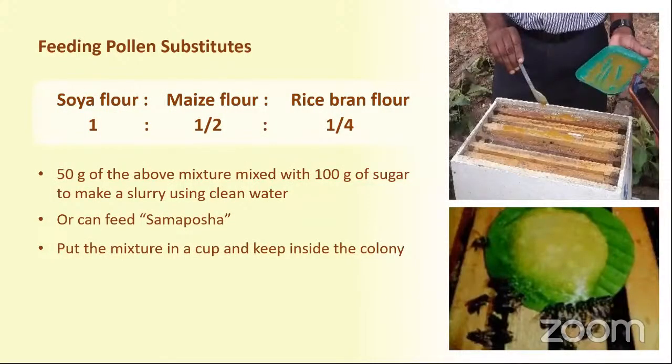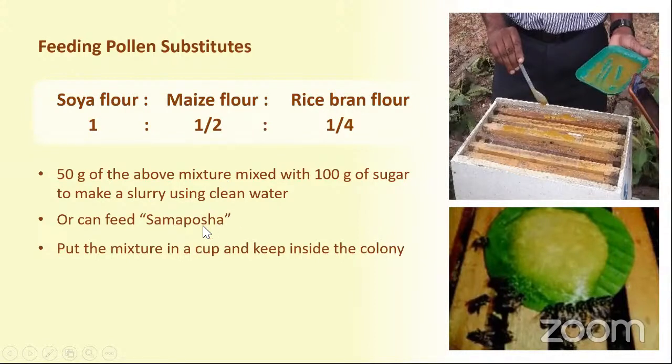Now we can give some pollen substitutes also, right? In pollen substitute, we can use soya, maize, and rice bran in these ratios, right? So you can see you can make a kind of dough or kind of slurry or something like that. Then we can keep them on top of the frames and they will consume it, right?